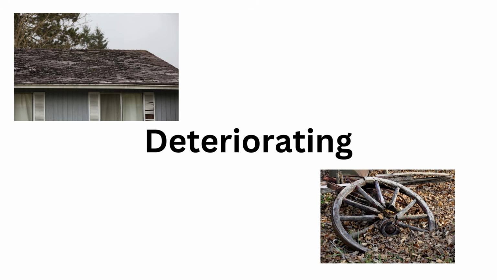The next word is deteriorating. This means to get worse. These are two images that help explain the word deteriorating. It could be that the roof is getting worse. This wheel right here is definitely deteriorating. So think of to get worse for this word.